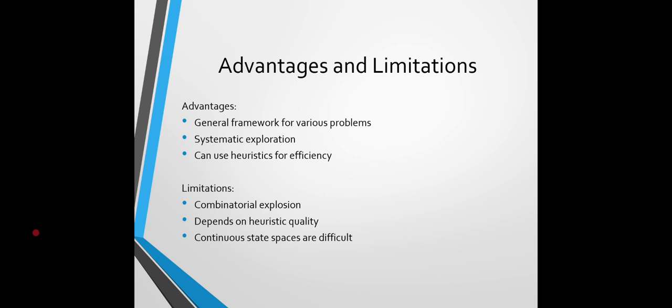Despite its strength, state space search faces three main limitations. The most critical is combinatorial explosion. As problem complexity increases, the number of possible states can grow exponentially, making it physically impossible to explore the entire space, even for supercomputers. Second, the efficiency of informed search is entirely dependent on the quality of the heuristic. A poor heuristic renders the search nearly blind. Finally, these methods struggle with continuous state spaces, where states like the precise angle of a robot joint are not discrete and countable.